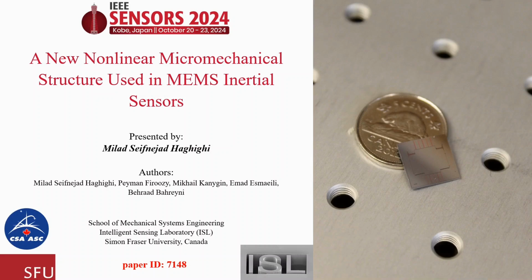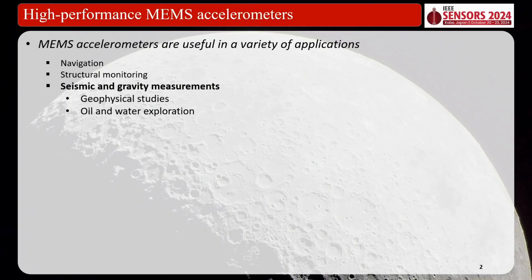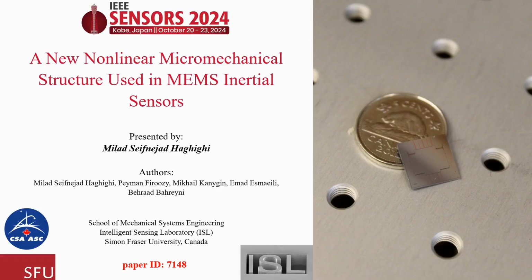Today I'm going to talk about a part of my PhD studies, which is titled A New Nonlinear Micromechanical Structure used in a MEMS inertial sensor. So MEMS accelerometers have been developed in recent years and used in different kinds of applications such as navigation, structural monitoring, and specifically in seismic and gravity measurement. Regarding the seismic and gravity measurement applications, I can mention geophysical studies or resource explorations.